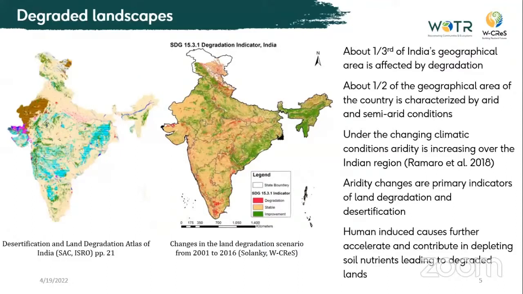In the next picture, you can see the degradation indicator with respect to the SDG 15.3.1, where we have tried to assess the current status of the land degradation, whether it is stable, degraded, still degrading, or improving. Most of the area now, though we are seeing it's in the stable condition, is either already degraded or in good condition but prone to degrade because of the changing aridity and the human interventions.